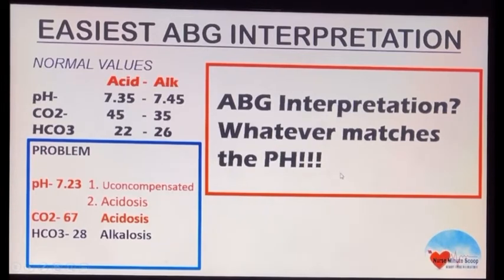Forget all the shortcuts, tic-tac-toe, whatever. Just if you know the normal values, it's black and white from there, you'll be able to answer our ABG interpretation easily. And that's it.